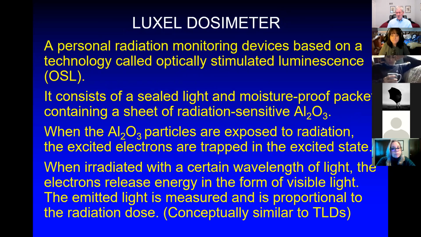When aluminum oxide is exposed to radiation, electrons are bumped up to higher orbitals and they stay there. When those badges are irradiated with a certain wavelength of light, the electrons release their energy in the form of visible light. They drop back to normal. And we have one shot at measuring that visible light and comparing it to standards. And you'll see conceptually, we're going to do the same thing with TLDs, thermoluminescent dosimeters, except that instead of optical stimulation, we're going to have heat stimulation.